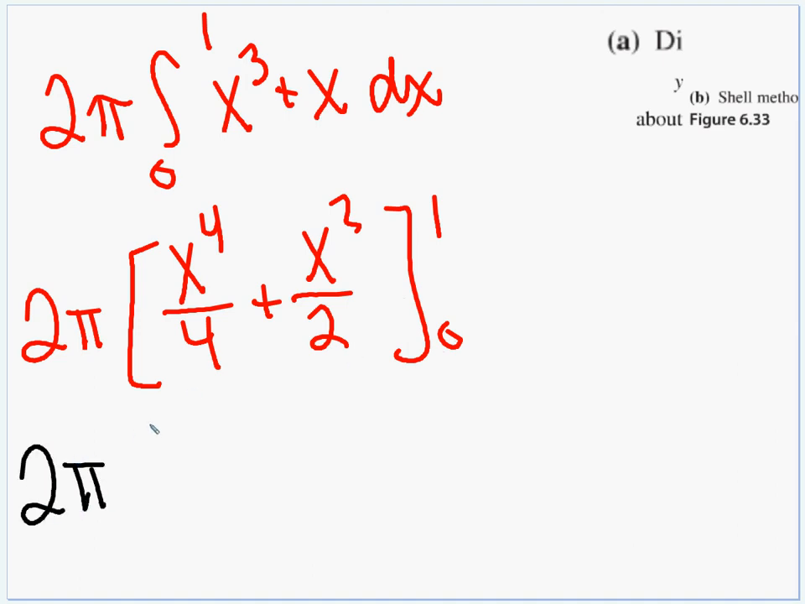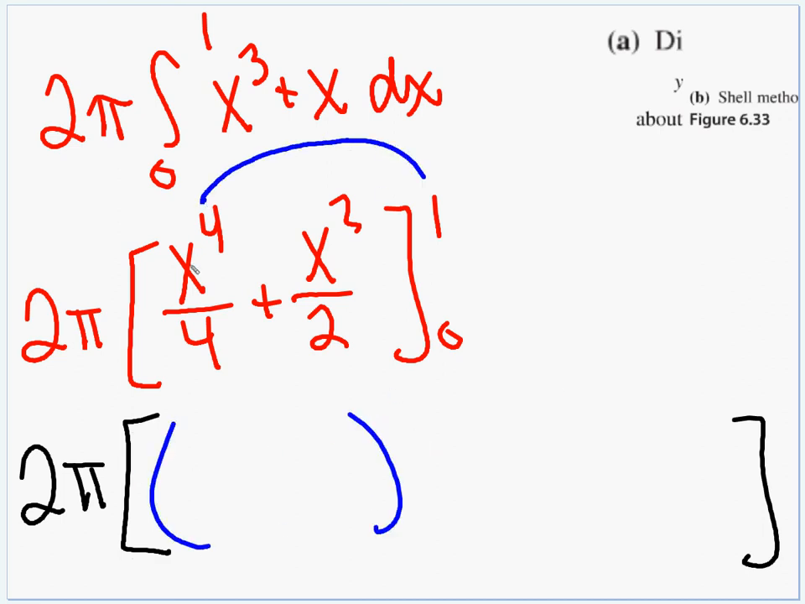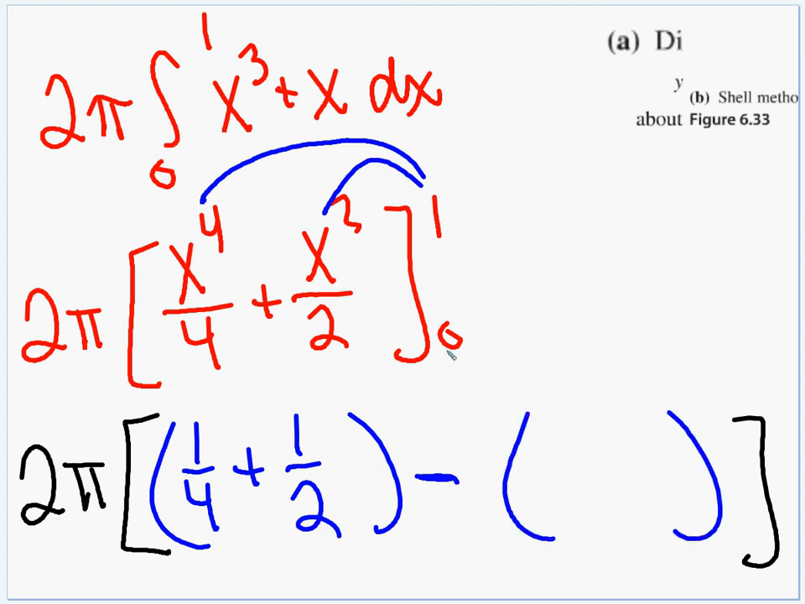So I'm going to keep my 2 pi there. Let's put the upper limit in when the 1's jump in, nice and easy. 1 to the 4th over 4 is a quarter. 1 squared over 2 is a half. There's our upper bound. If we plug in our lowers, we're going to have 0 over 4 plus 0 over 2. Those are just a pair of zeros, so we don't even really need them.